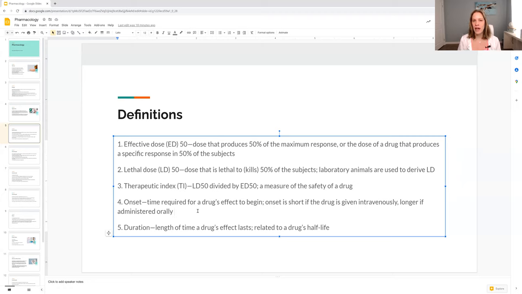So if your head hurts and you take Advil, well, how long typically is that drug going to work? Is it going to take half an hour? Is it going to work that second? Any drug that is given intravenously is going to work a lot quicker than if a drug is given orally.